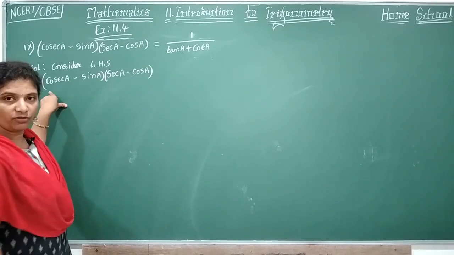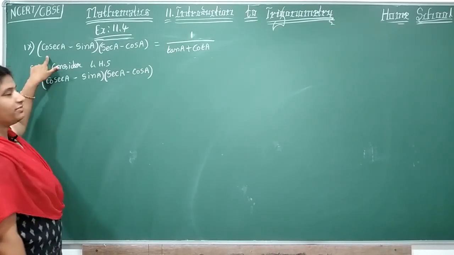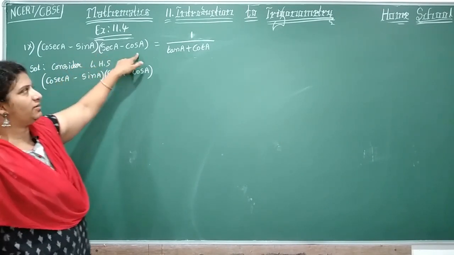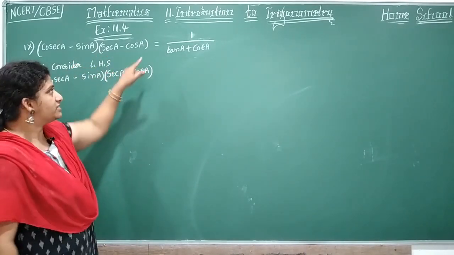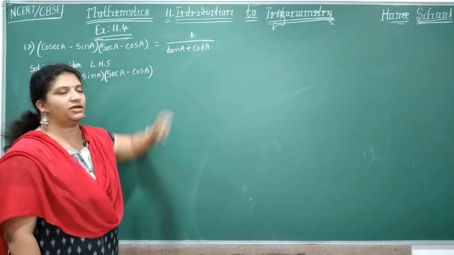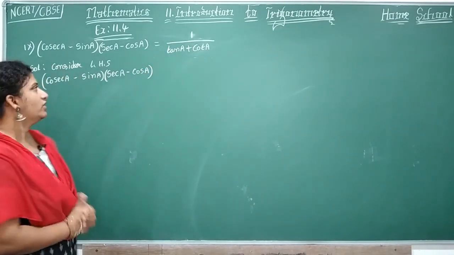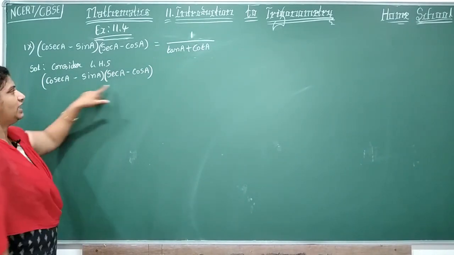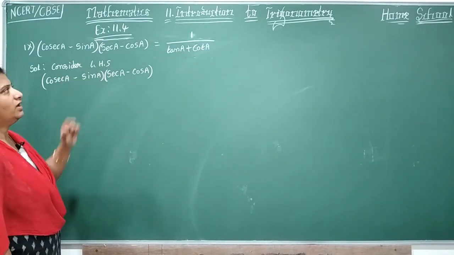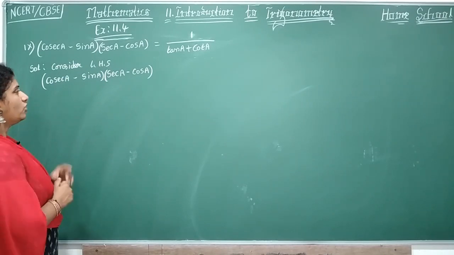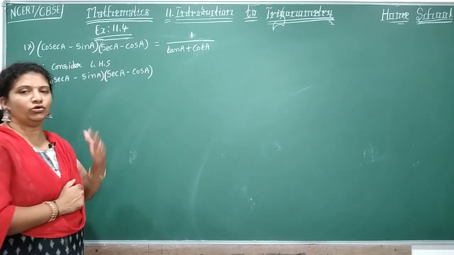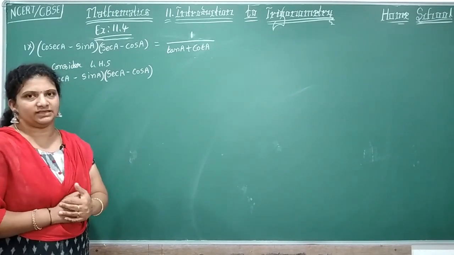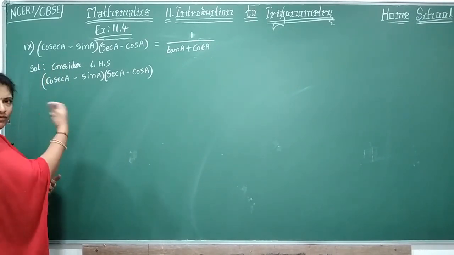So look at your ninth problem, children, here. What is the ninth problem? (Cosecant A minus sin A) into (secant A minus cos A) is equal to 1 by (tan A plus cot A). You need to prove. So here consider the LHS. So I have rewritten the left hand side part. I need to prove that. So you have a hint here. Do LHS separate and RHS separate and prove it, they said. So now let's anyhow we do with the LHS.